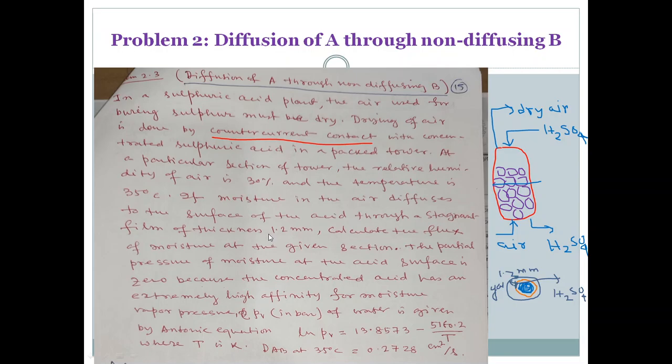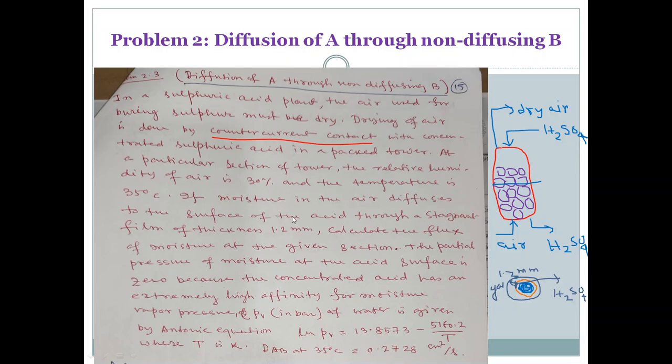I told you this is the stagnant layer. So my point 1 is PA0, and this other point is PAL, the partial pressure of moisture, at point 2. To calculate the vapor pressure, we know this is the Antoine equation, familiar from your thermodynamics knowledge, and DAB is given at 35 degrees centigrade, so you need not worry.